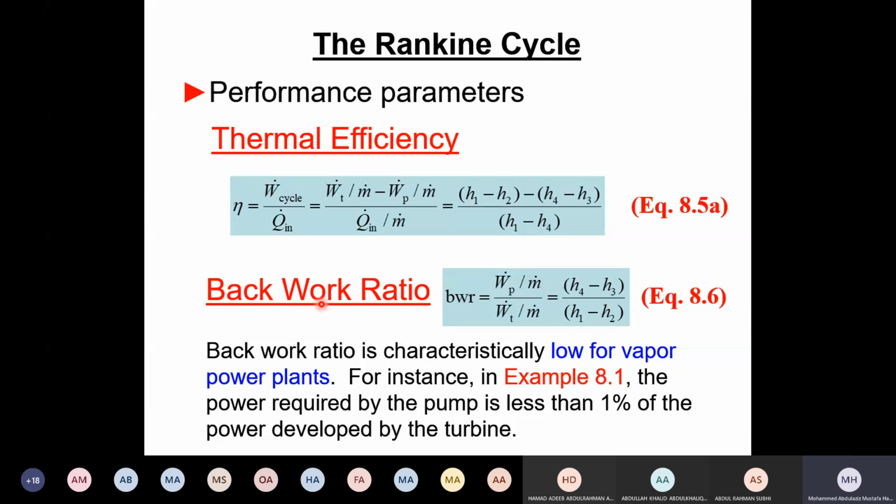We have another one here, which is back work ratio, which means the ratio of W pump over W turbine. So in this cycle here, we give work and we get work. So as far as this is small with respect to that, then this is also very good. So these are the two main parameters, W and eta, and this is the third one. It's less important, but it's also important to compare W pump over W turbine. All right.